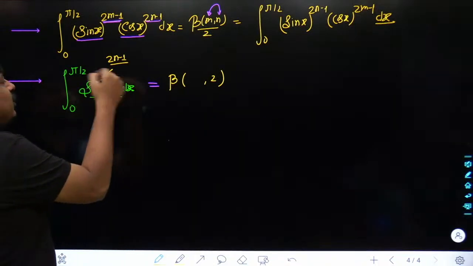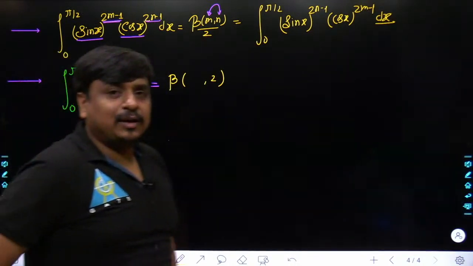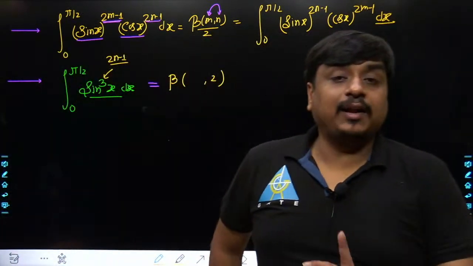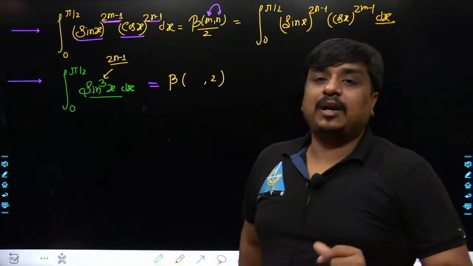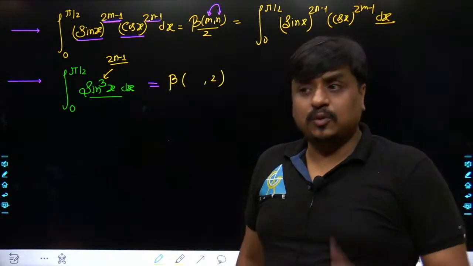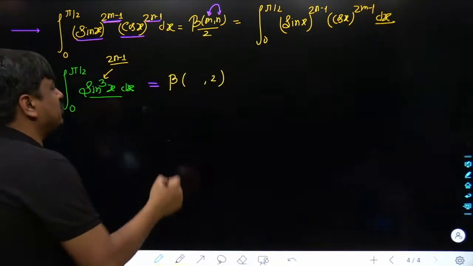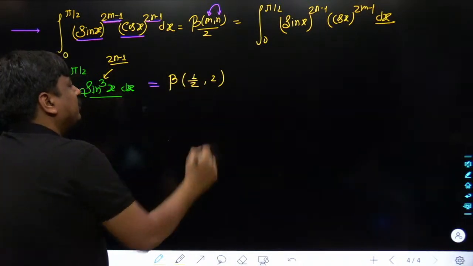Similarly, if we recheck the worth of cos x, the cos x is absent. That means its power had been 0. I repeat, its power had been 0. And if its power had been 0, 2m minus 1 would get compared with 0. Minus 1 would go to the right hand side and become plus. And here the worth of m which we get has been half.